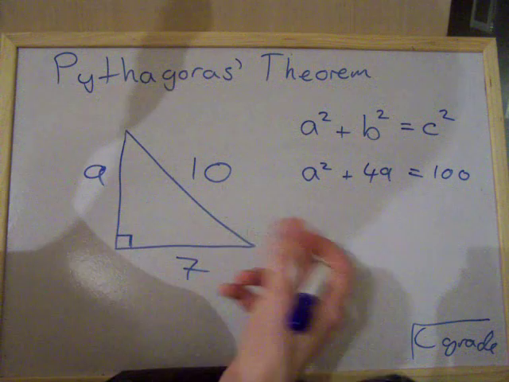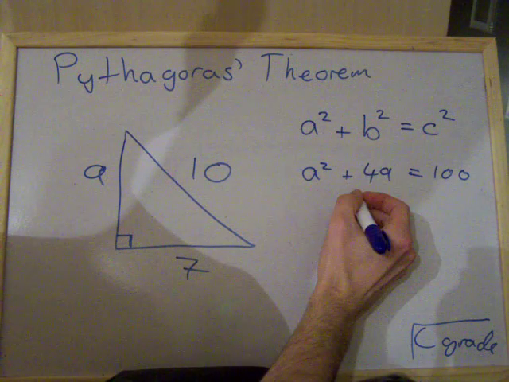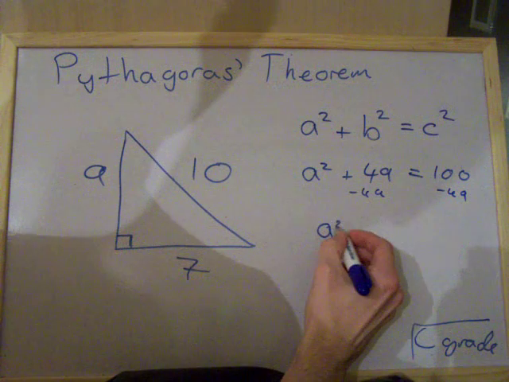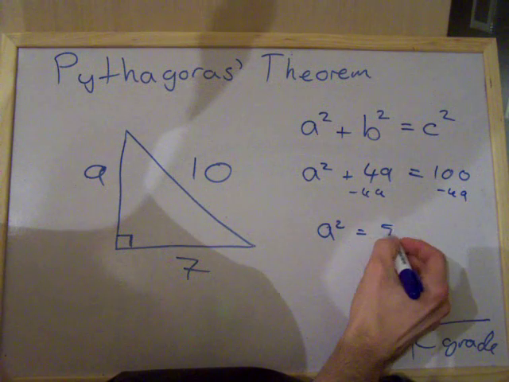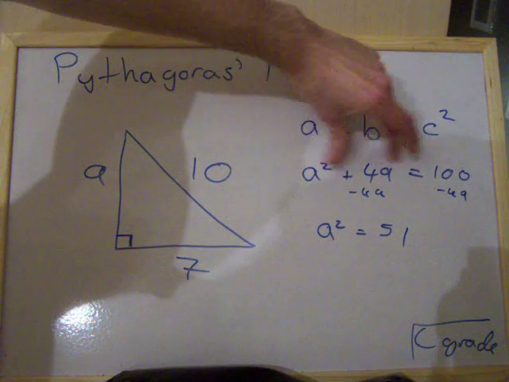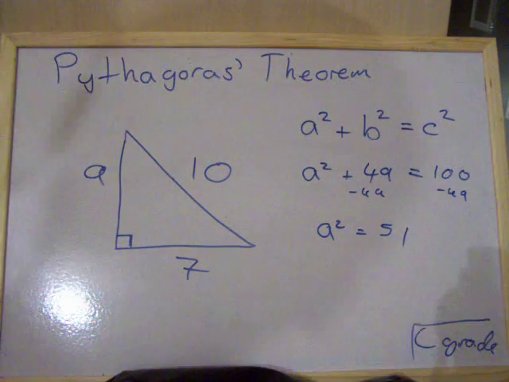So therefore I'm going to take the 49 from both sides, I'm going to tell you that A squared must be equal to 51. But if you think about that, it has to, doesn't it, really? 51 plus 49 equals 100, so A squared must be 51.